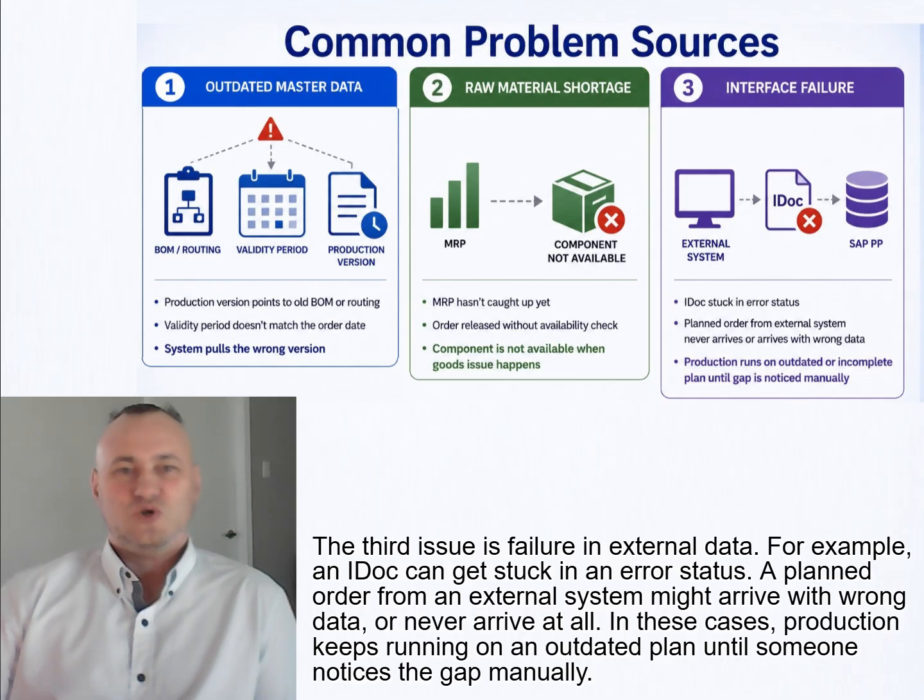The third issue is a failure in external data. For example, an IDoc can get stuck in error status. A planned order from an external system might arrive with wrong data or never arrive at all. In these cases, production keeps running on the outdated plan until someone notices the gap manually.